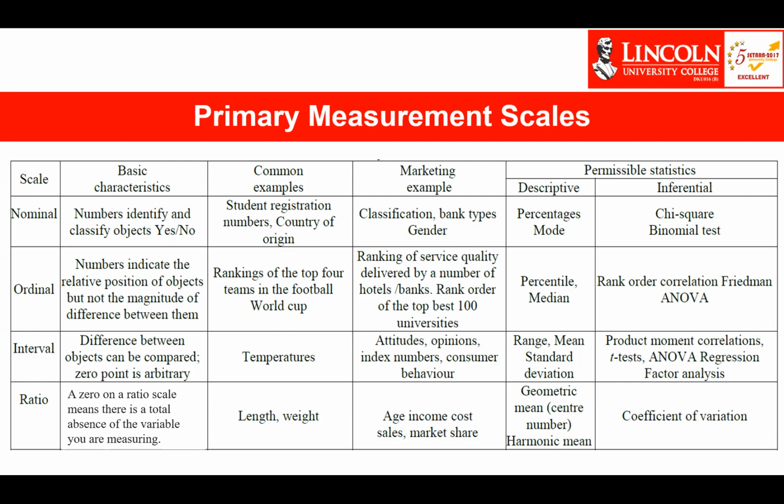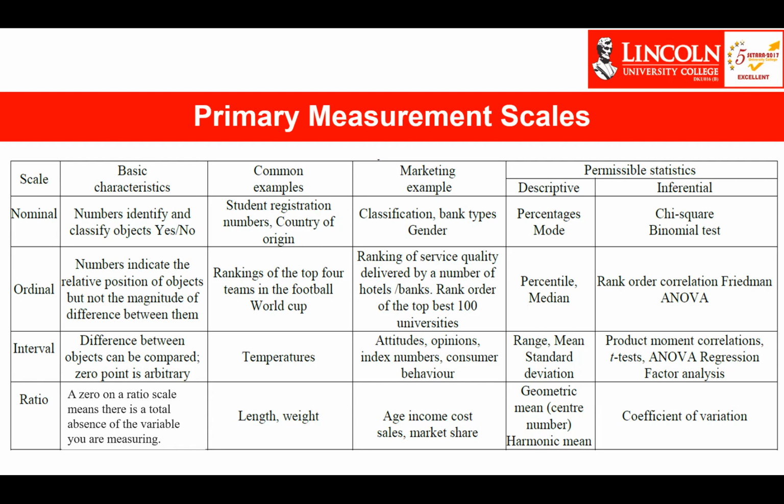Now, for the nominal scale, what are the basic characteristics of a nominal scale? Numbers identify and classify objects, as in yes or no. Common examples could be student registration numbers, country of origin, and for marketing examples in this regard, you can have classification, bank types, gender, something like that. And what are the kinds of statistical analysis that can be carried out on a nominal variable? For descriptives, you can compute percentages and modes. For inferential, you can perform chi-square or binomial testing, depending on what you are trying to investigate.